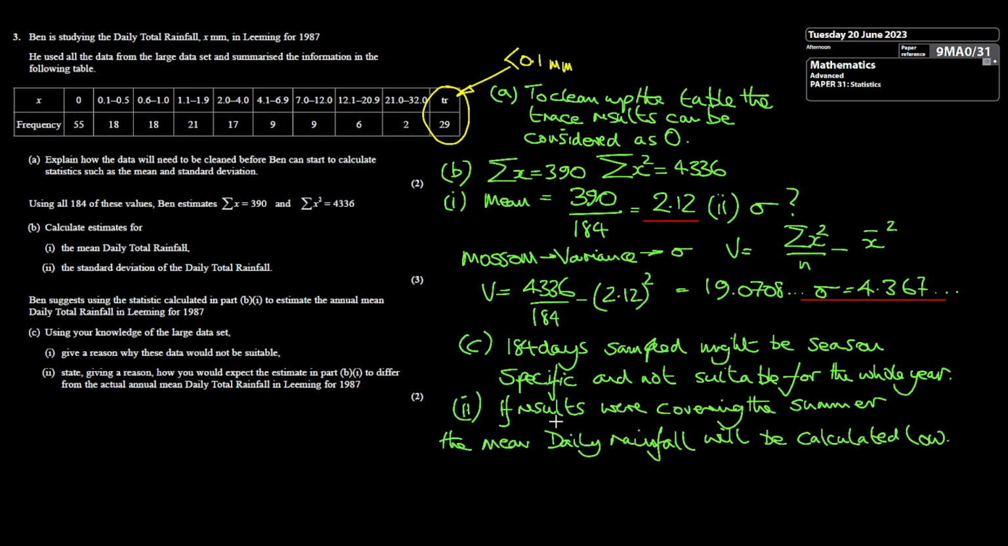So I've said here, if the results were covering the summer period, then the mean daily rainfall will be calculated low.